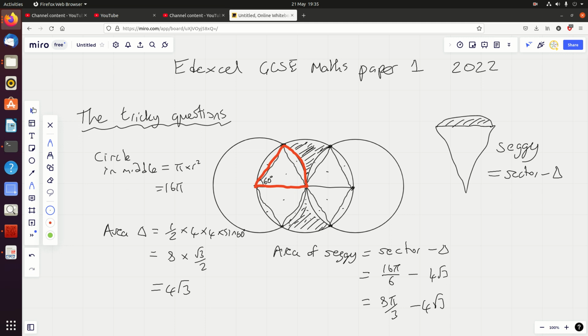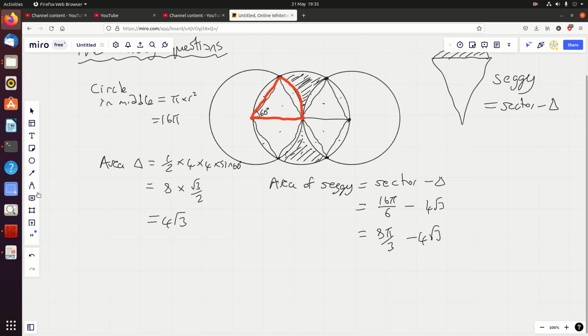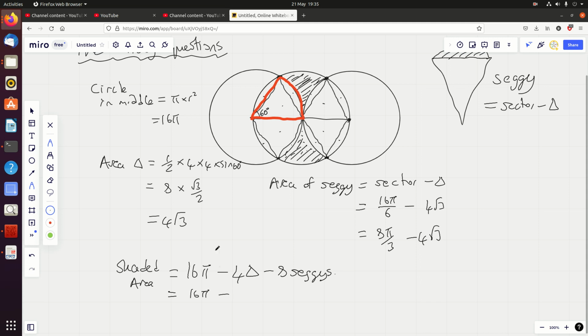Right, I can now do this because the answer is going to be given by shaded area equals circle minus 4 triangles minus 8 segments. Can I write it like that? I know it looks a bit silly, but that's the truth of it. 4 triangles will be 16√3. Now 8 segments, make sure you put this in brackets. Students don't use brackets enough, but 8 pi over 3 minus 4√3, don't forget to times it by 8.